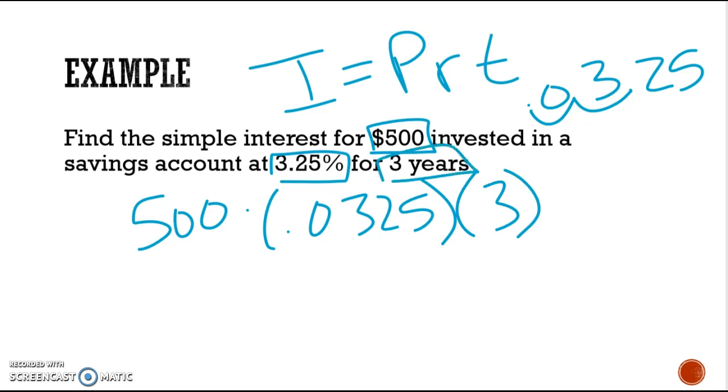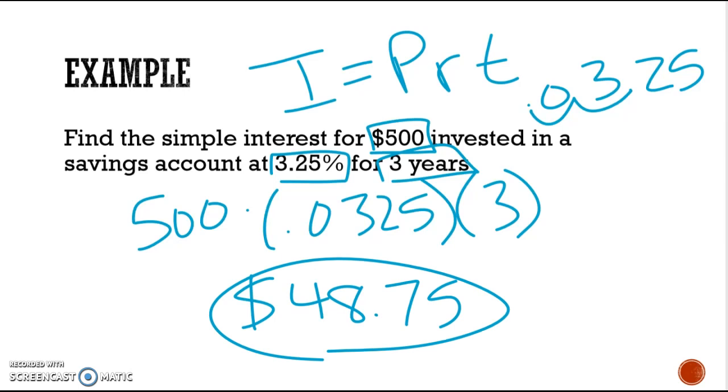Okay? So what you're going to do is type that in your calculator as 500 times 0.0325 times 3. This is going to give you an amount of $48.75. So what this means is if you put $500 into the savings account for 3 years, they will pay you $48.75 just to leave it in there.